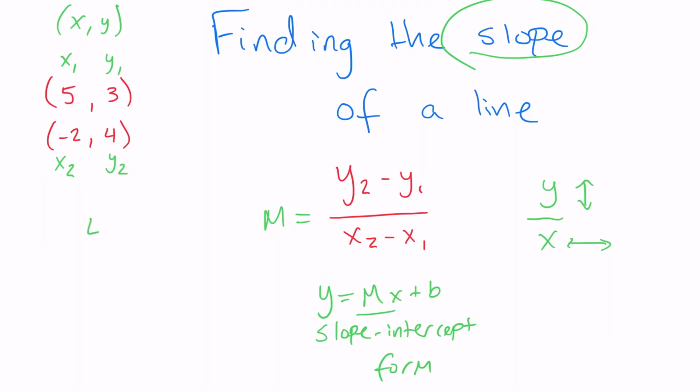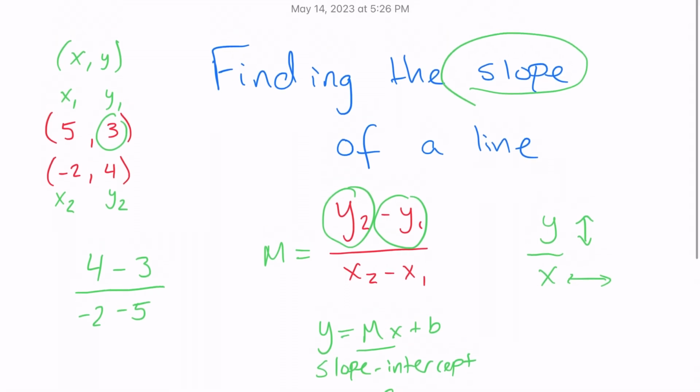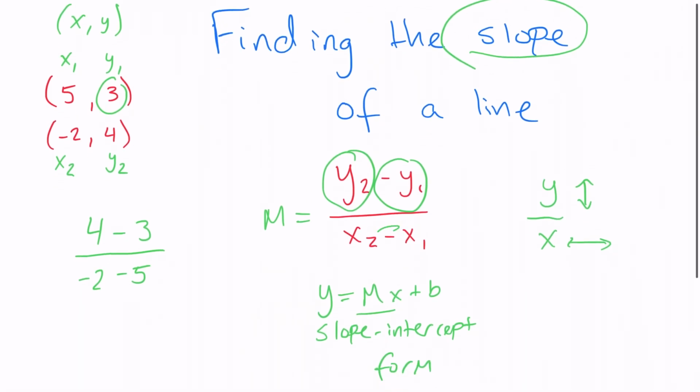4, which is my y2, minus my y1, which is 3. So I'm plugging that in here, and I'm saying 4 minus 3 over my x2 value, which I've identified as negative 2, and my x1 value as 5. So it's 4 minus 3 over negative 2 minus 5. It is important that we maintain these minus signs here. Okay, those need to stay. So that would mean if this 5 here was negative, this would be minus negative 5. We'll do an example with that later.